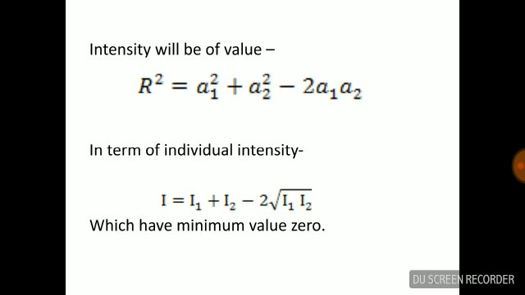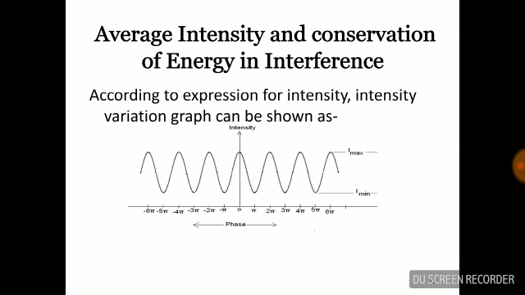At the point of destructive interference, the intensity will be R square equal to a1 square plus a2 square minus twice a1 a2. In terms of individual intensities, I equal to I1 plus I2 minus twice root I1 I2, which has a minimum value of 0. Now, a question arises: what happens in terms of conservation of energy?